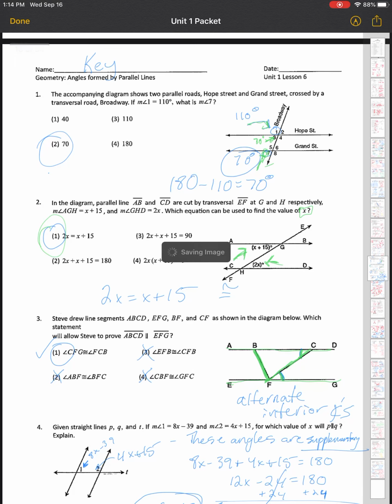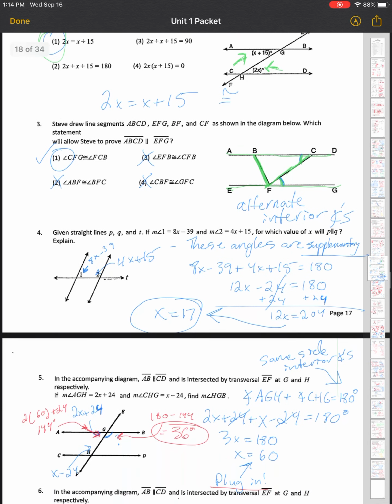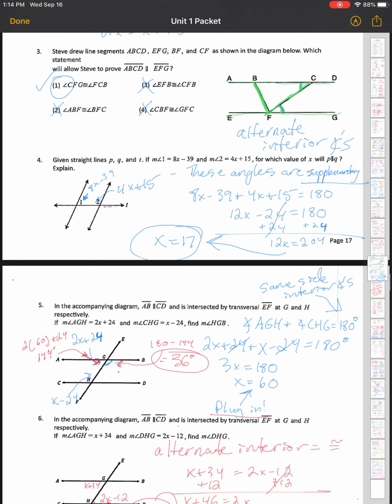If we move on to number 4, we have the two parallel lines cut by a transversal, but it just turns sideways. Same things apply. If it helps you, just turn your paper sideways and it'll help you get a better look at it. So we're given angle 1 is 8x minus 39, labeled in the photo. Angle 2 is 4x plus 15. Now, for which value of x will P be parallel to Q?